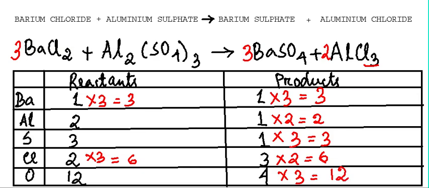So let's see if all of them are balanced or not. 3 barium balanced, 2 aluminium balanced, 3 sulfur balanced, 6 chlorine also balanced, and finally 12 oxygen and 12 oxygen also balanced. So hence the equation is completely balanced. Now this is the way we are going to balance the chemical equations.